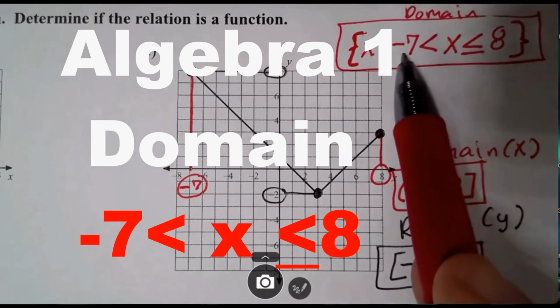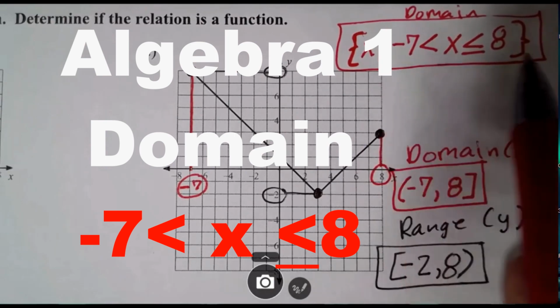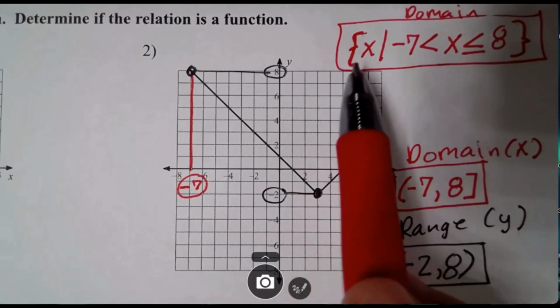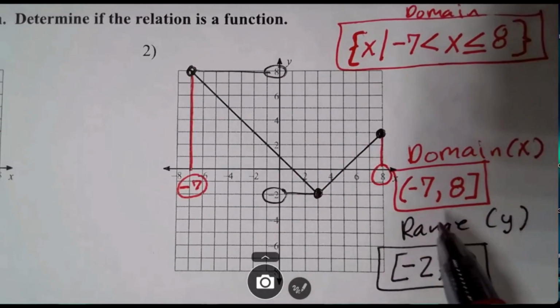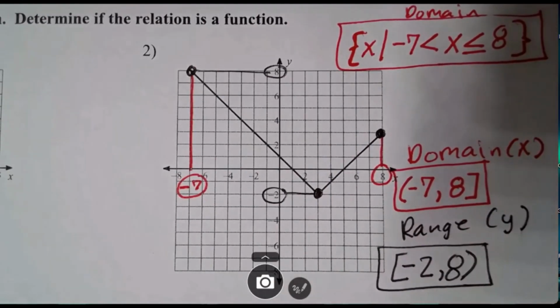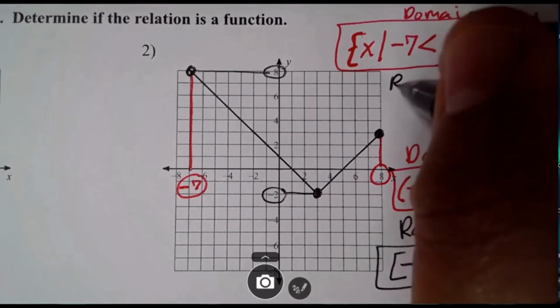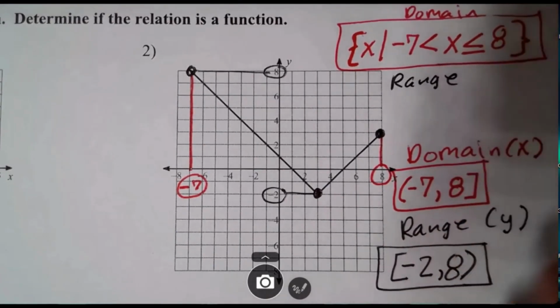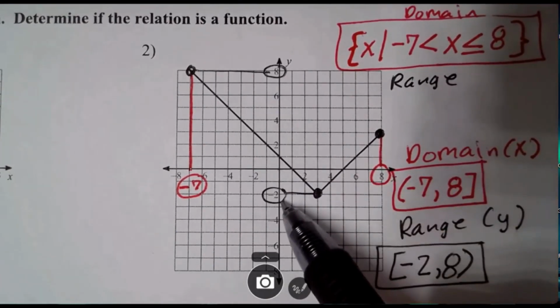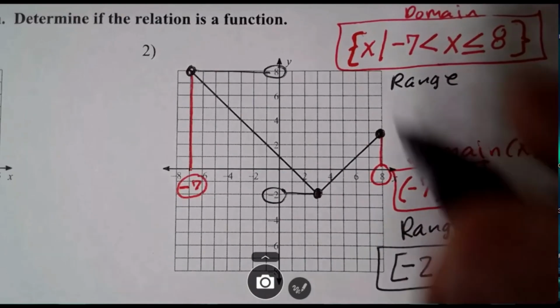So it looks very similar to what you would have done in Algebra 1, right, when you're writing inequalities. The difference is we have these brackets that represent that this is a set. So let's go ahead and do the range real quick. So I'm going to write range right here. Those are my y values. The lowest it goes down, we confirmed, was at -2.